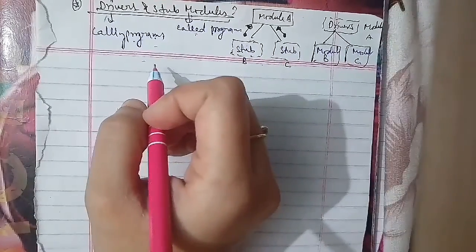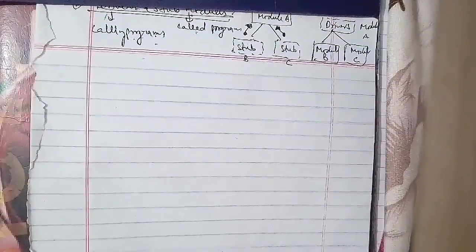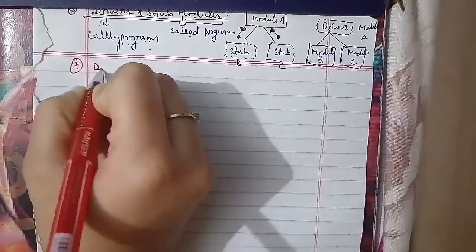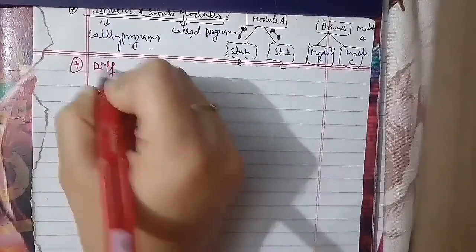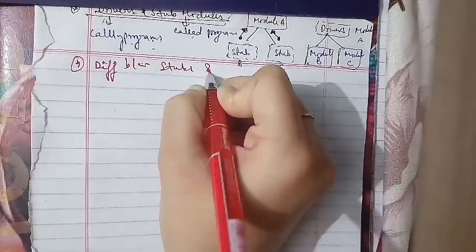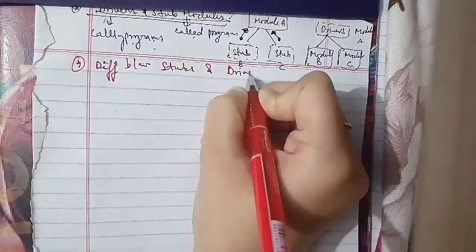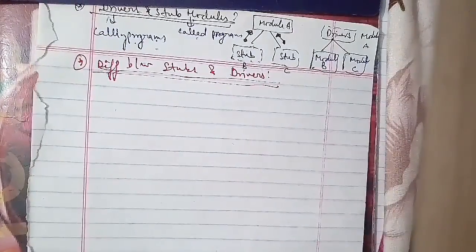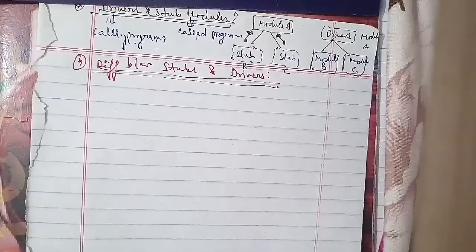Difference between stubs and drivers. This has been asked for 2.5 marks. Stubs are dummy programs meant for the called program, as I told you, and drivers are dummy programs meant for the calling program, as I mentioned.